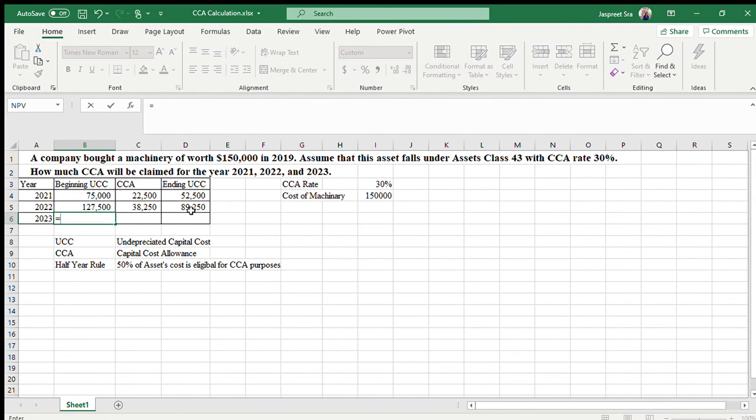So ending UCC will become the beginning UCC of 2023. So 89,250. CCA for the third year, 2023, 89,250 times 30% CCA rate, 26,775. Ending UCC is beginning UCC minus CCA amount, 62,475. Similarly, you can compute CCA for 2024 and so on.